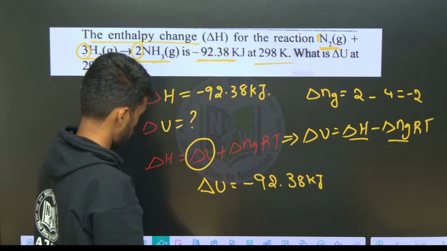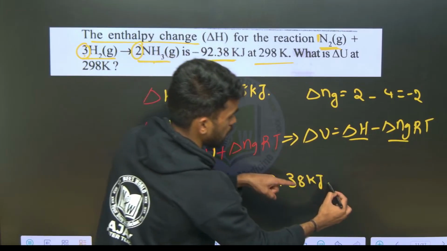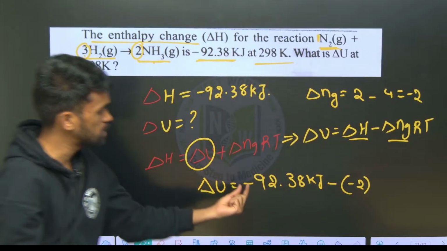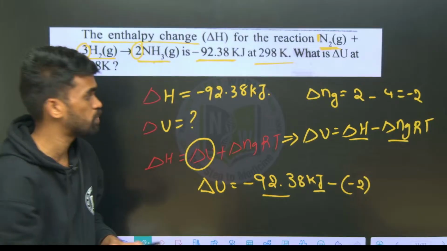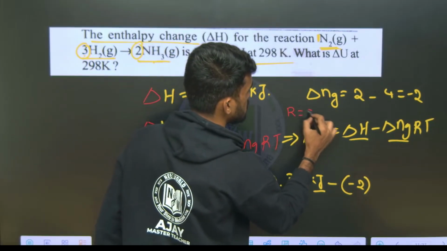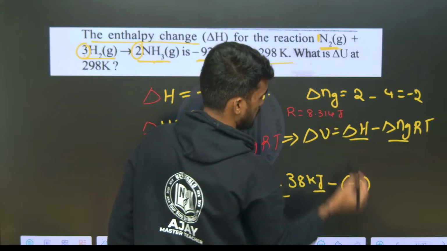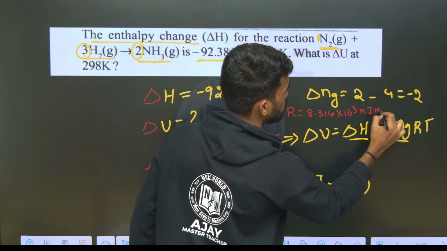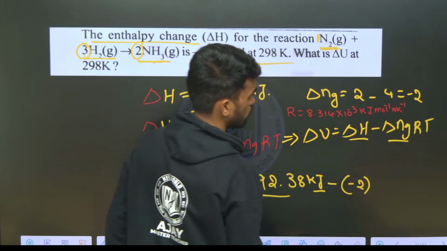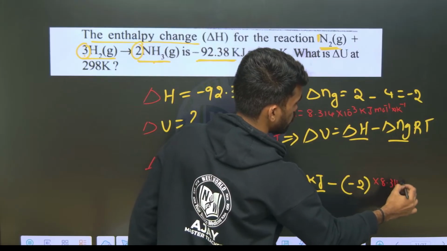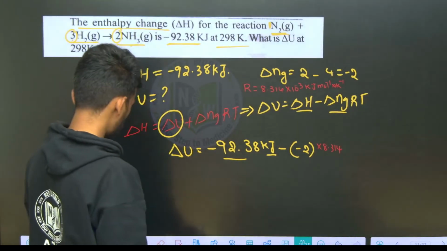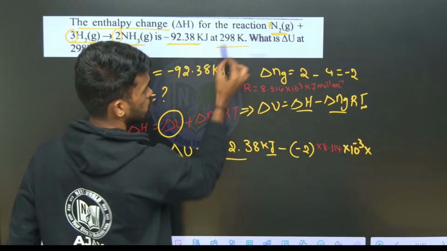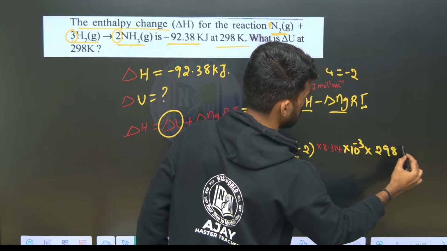Delta H minus, and delta Ng is minus 2, into RT. This value is given in kilojoules, so your R should also be in kilojoules. R equals how much? 8.314 joule Kelvin inverse mole inverse. So for kilojoules, 10 power minus 3 kilojoule per mole per Kelvin, like this you should take. Okay, so into 8.314 into 10 power minus 3, into temperature, how much is it? 298. So 298 Kelvin. Okay, like this.